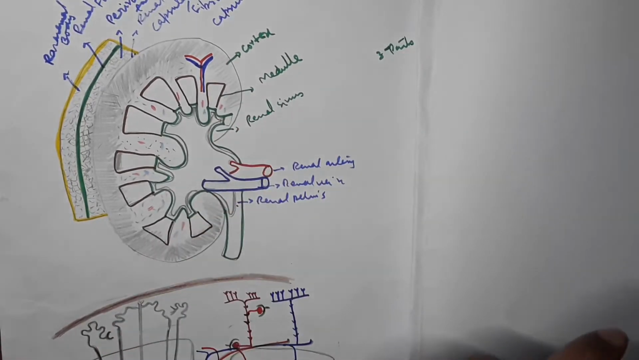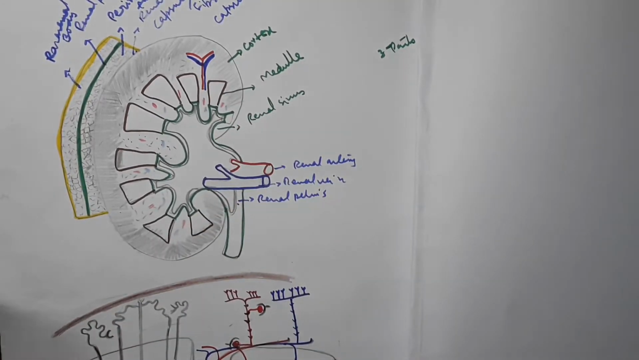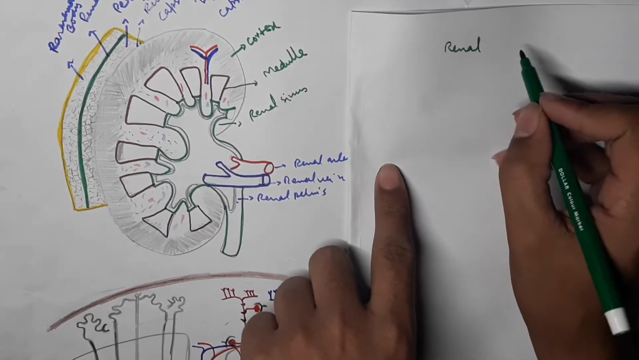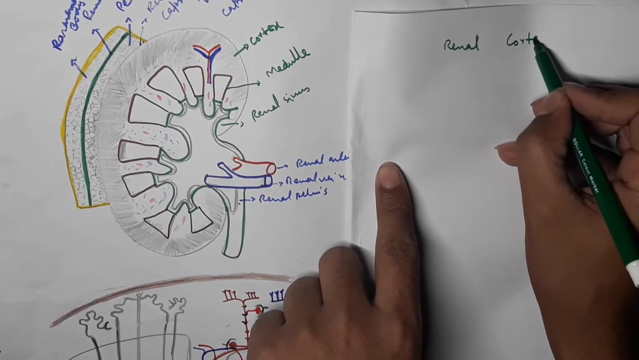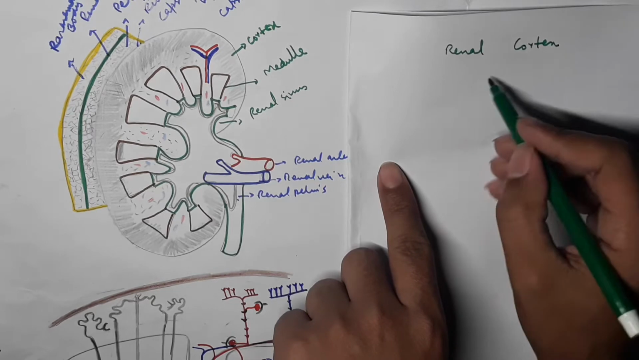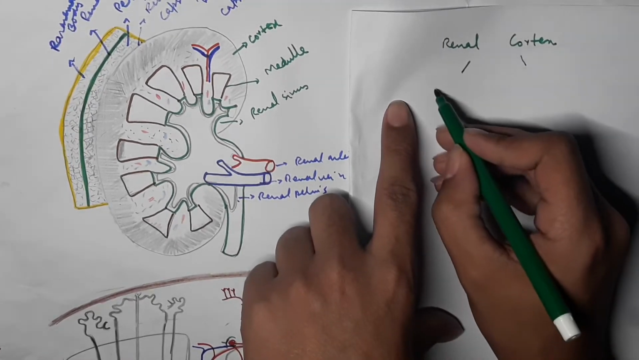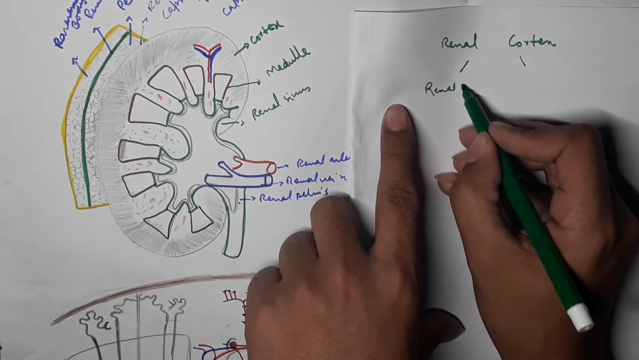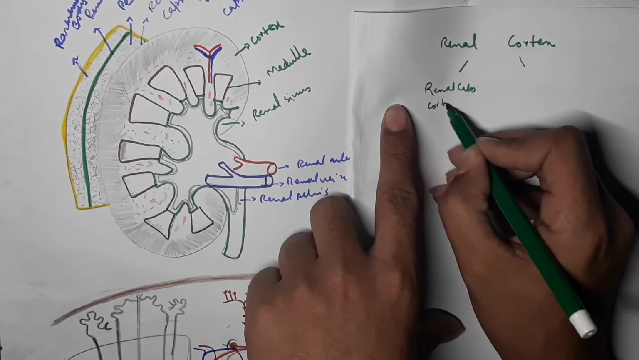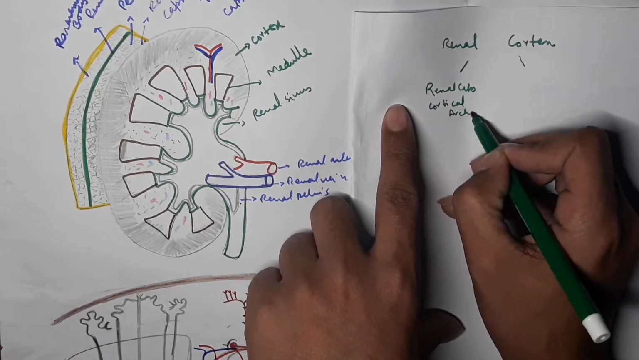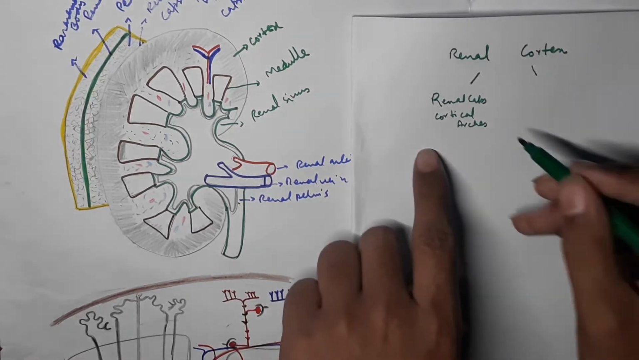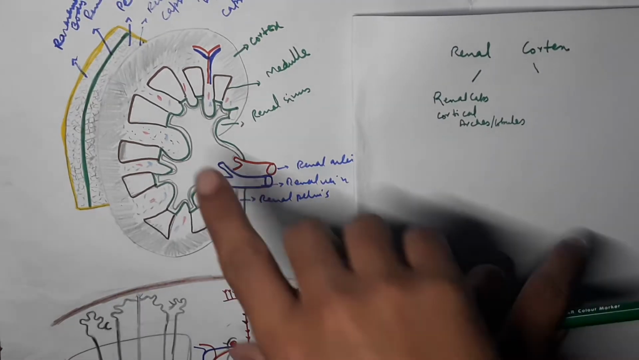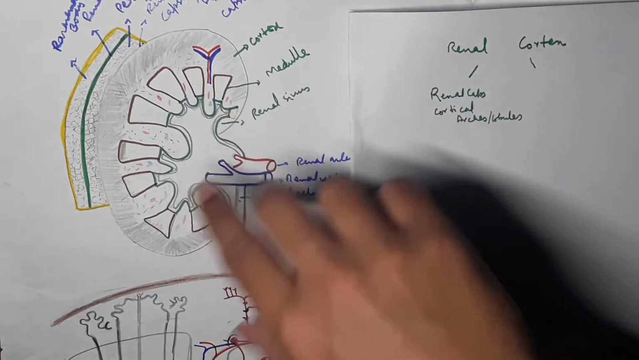Now, renal cortex. First we learn about renal cortex. It's further divided into two parts. The first is renal caps, or we call it cortical arches, or lobules. It's that part which covers the pyramid. The part of the cortex which covers the pyramid.